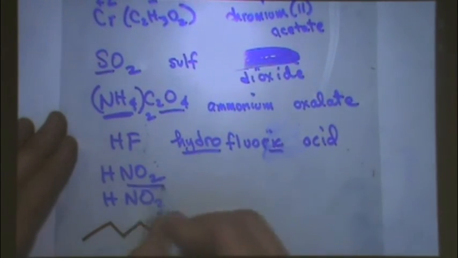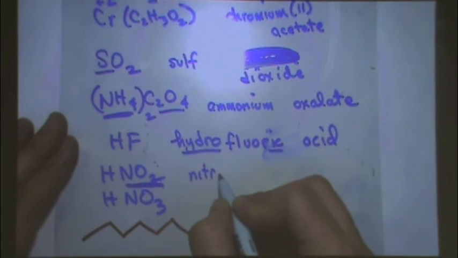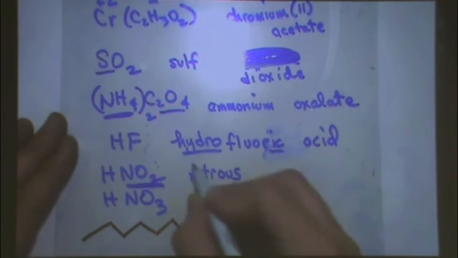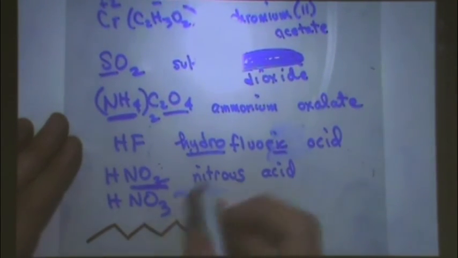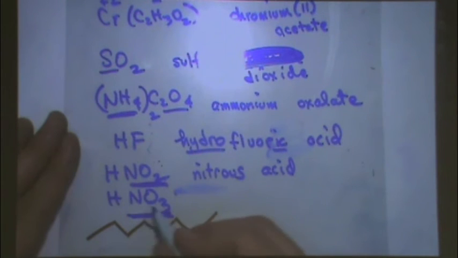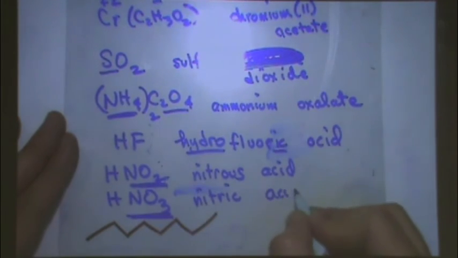All right, these are ternary, the next two. So now I need to know the name. I don't need a hydro, but I need to know the name of this anion. It is called nitrite. So the ite changes to an ous, nitrous acid. The next one is a nitrate, so it changes to nitric acid.